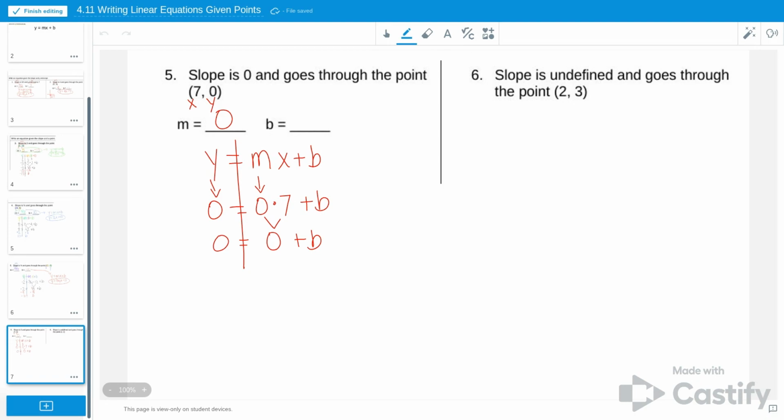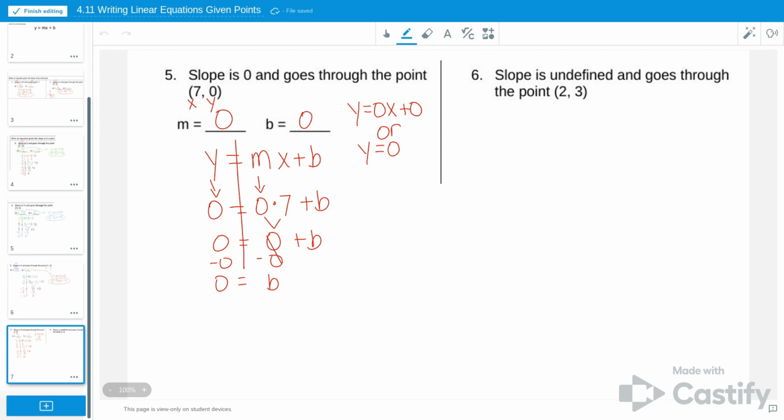And so my b value, because if I subtract 0, that's not going to change anything, my b is 0. So this one, there's two ways you can write this equation. You can write it as y equals 0x plus 0, or you can just write it as y equals 0. Your b isn't always 0 when your slope is 0.